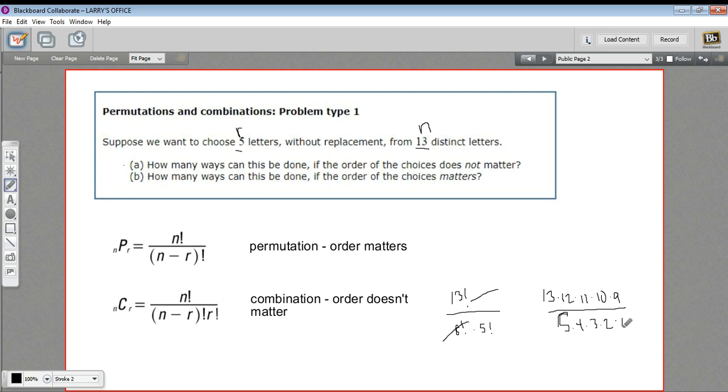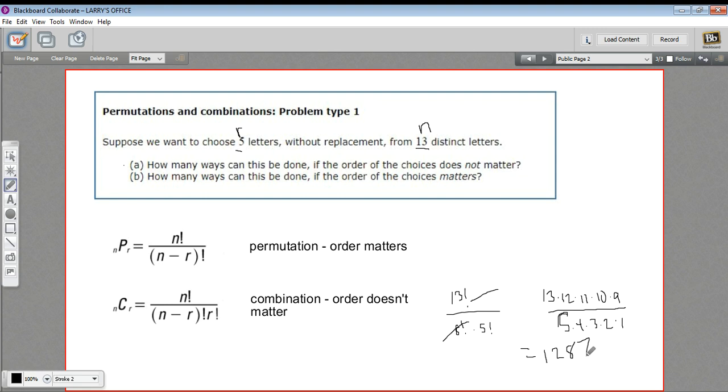And now we have some calculation to do. So I'm going to pull up my calculator. 13 times 12 times 11 times 10 times 9. I'm getting a big number, 154,440. Then I'm going to divide by what's on the bottom. Divided by 5, divided by 4, divided by 3, divided by 2. Won't bother dividing by 1. And I came up with 1,287 combinations of 5 letters from 13.